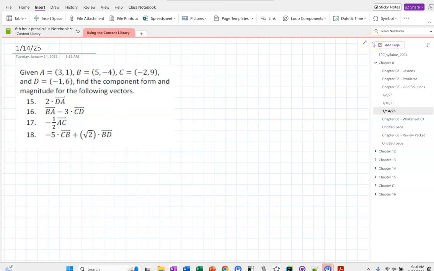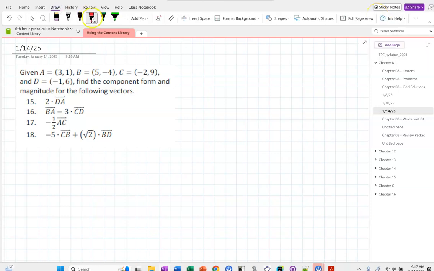All right, 16 says that we have to do BA minus 3 CD. So we'll start by computing BA and CD.